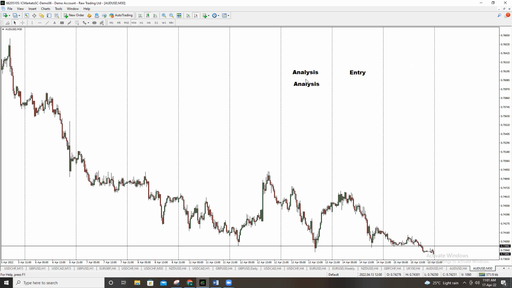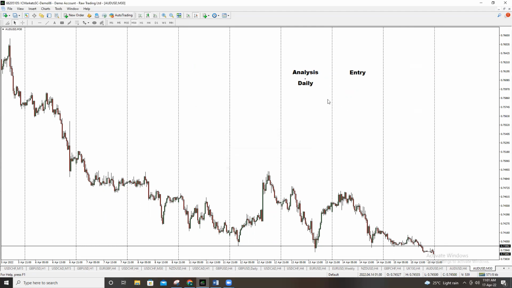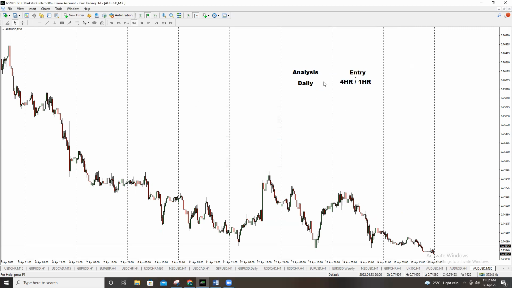So if you're going to use the daily time frame for analysis, then you can use either H4, the 4-hour, or the 1 hour. Okay, so if you're going to use the daily for analysis, you can use the 4-hour or the 1 hour for entry. The 1 hour would be awesome.